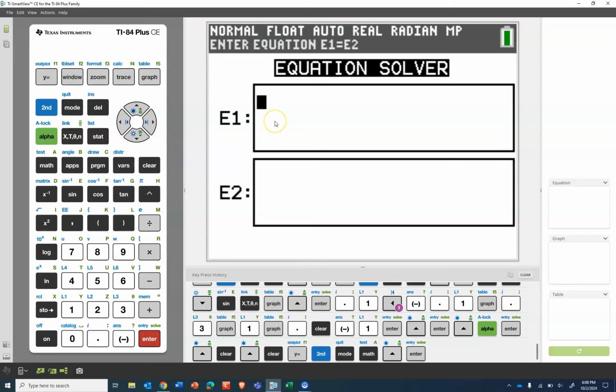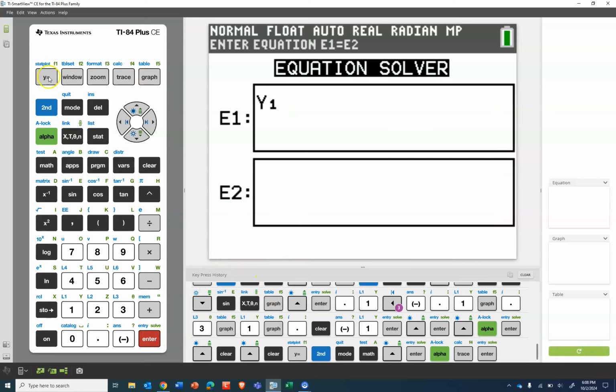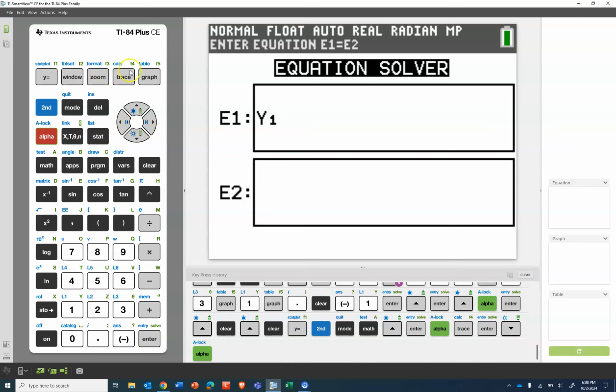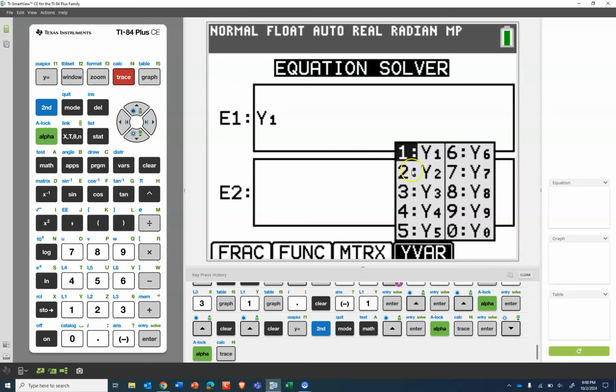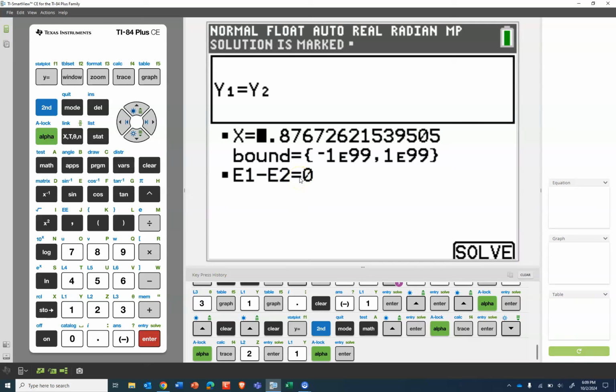Anyways, instead of retyping those, we can actually just grab them here from this F4. So alpha trace or alpha F4. And I want Y1 as my first equation. That just refers to whatever I typed in Y1. And in my second equation, again, I go alpha F4 and I want Y2. Again, I'll get those same numbers if I type in 1 and hit alpha solve. I got that familiar 0.876. So that's how to find where functions intersect.